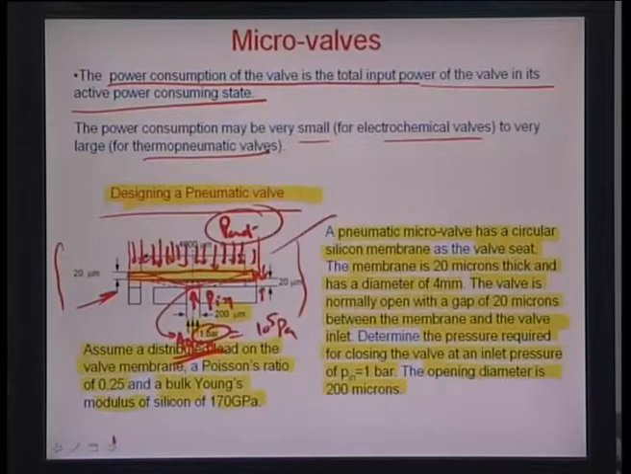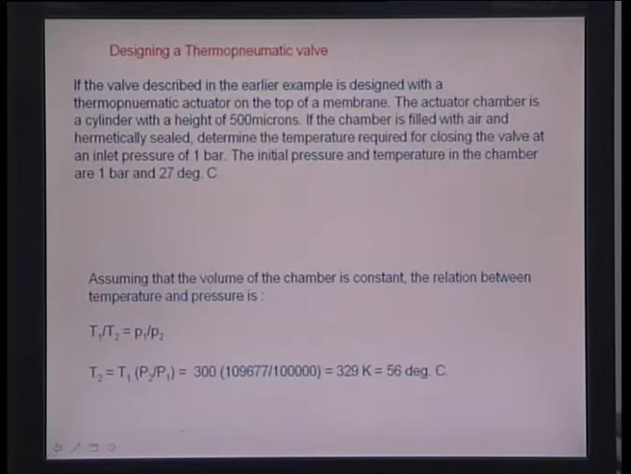So, for a similar kind of arrangement, let us see what temperature needs to be reached for a sufficient actuation force, or pressure, to be generated so that the closing action of the valve takes place. So, let us suppose you have the valve described in the earlier example, designed with a thermo-pneumatic actuator on top of the membrane, and it is given that the actuator chamber is a cylinder with a height of about 500 microns, sitting on a diameter of about 400 microns, which is also the outside diameter of the silicon membrane valve under consideration right now.